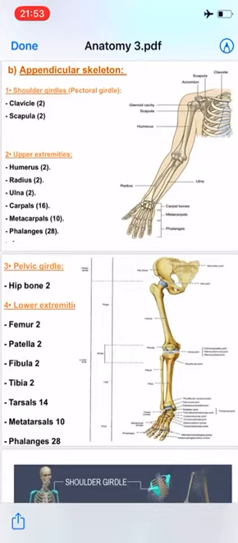Upper extremities. We have the humerus, the arm bone, and we have the radius and also the ulna.